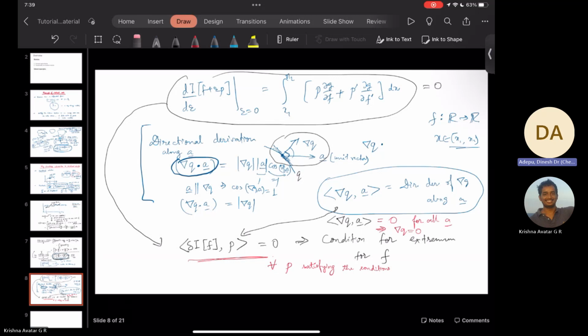Say that you take a function q, a three-dimensional function surface, and say that you're trying to find the direction where q is extremum. Then you take the point, and you'll get gradient of q. At that point, gradient of q is the direction which gives us the maximum variation of change in q. So gradient of q is not zero actually.